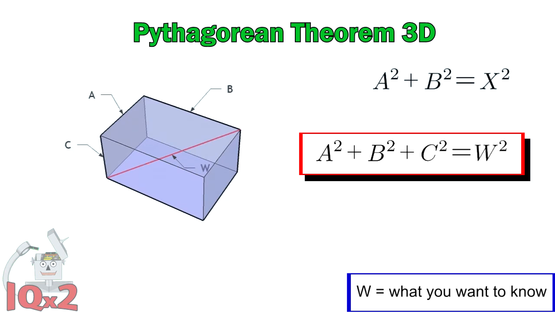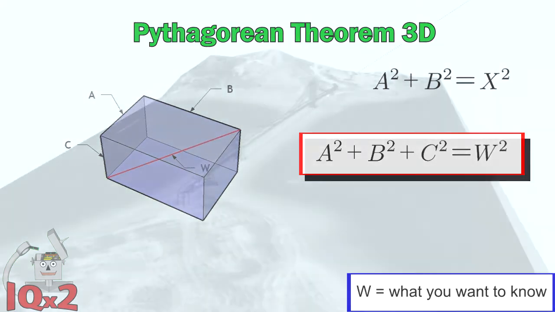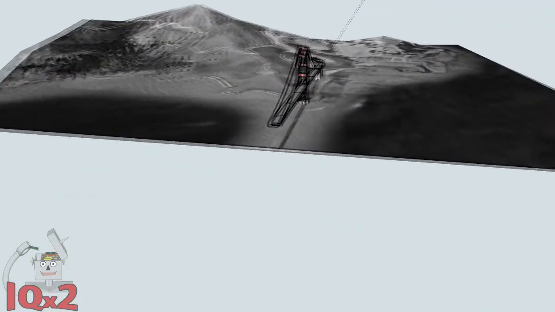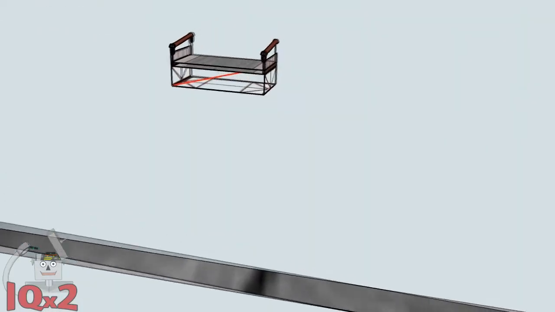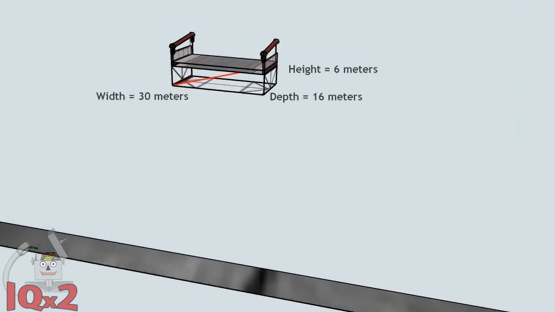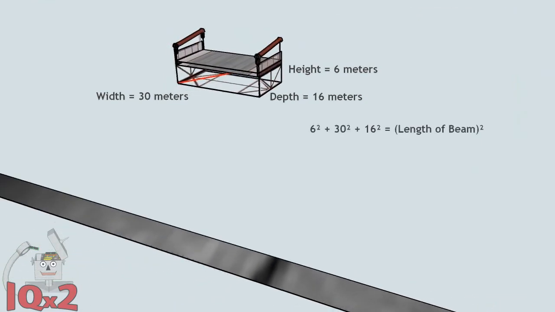Now that you have found the formula, use it to calculate how long of a steel beam you need to cut for your section of the Golden Gate Bridge. You are given the dimensions. You square each length and add them together, which gives you the length of the beam squared. Then you take the square root of each side of the equation to get the length of the beam. Excellent! You found how long of a steel beam you need to cut. Good job!